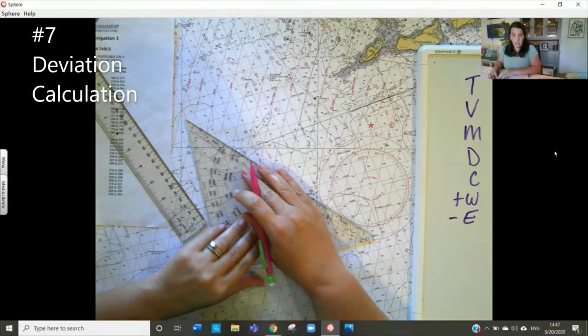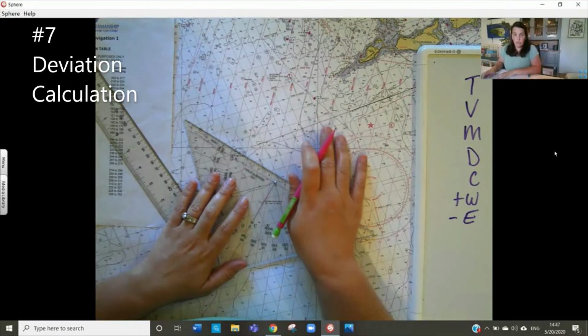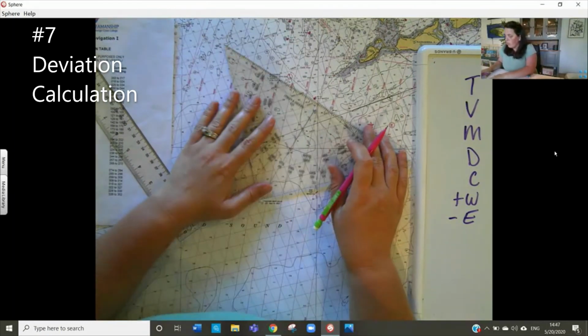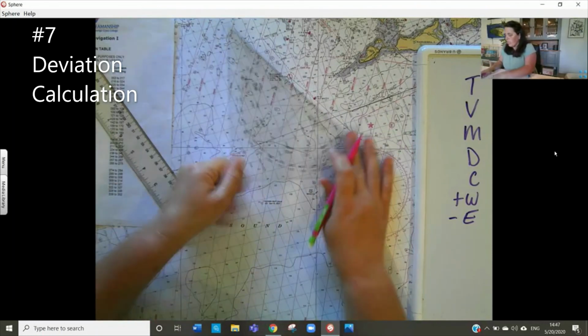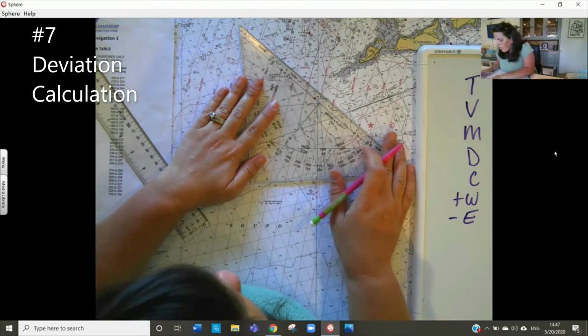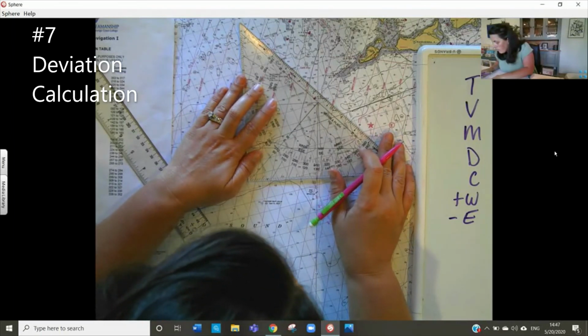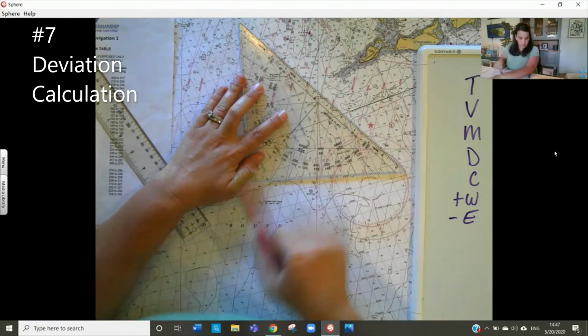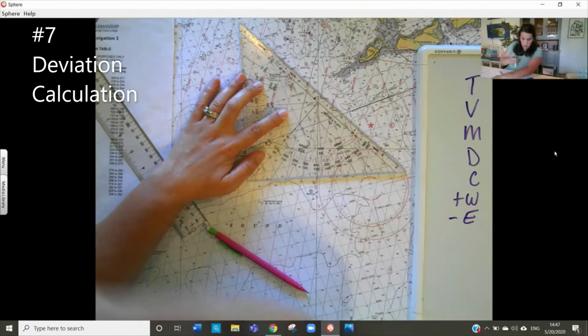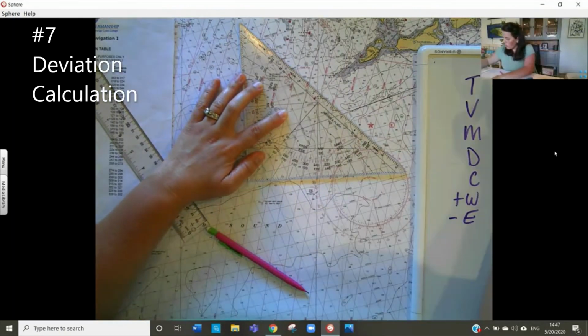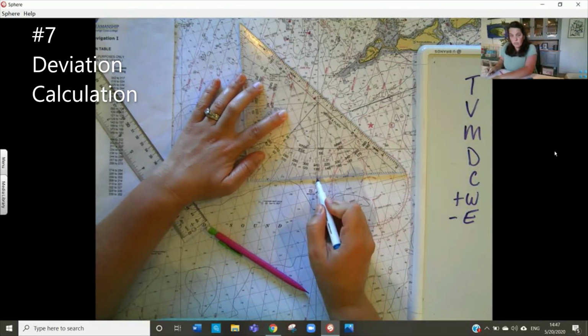From the chart is always true. So if we saw them in line, we would know that they would be bearing degrees true. I have 311 degrees true.